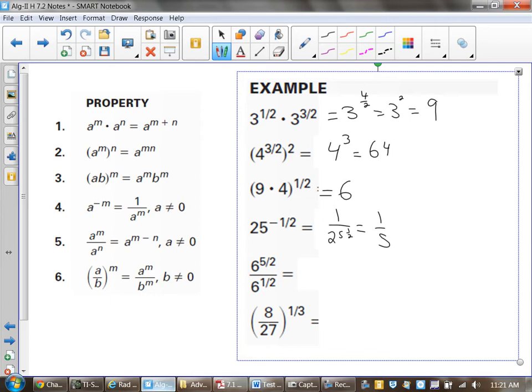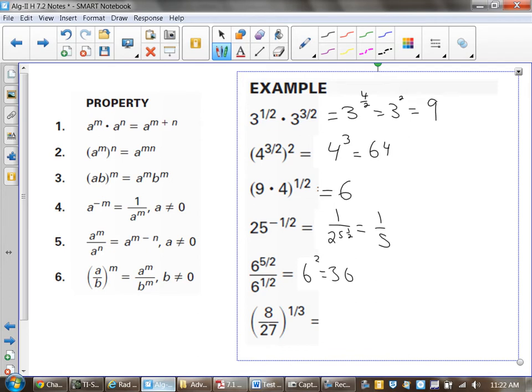Again, in this case, you have division. You have the same base, different exponents. You play the game of war. Who wins? 5 halves or 1 half? 5 halves. What's 5 halves minus 1 half? 4 halves, otherwise known as 2. 6 squared is? 36.